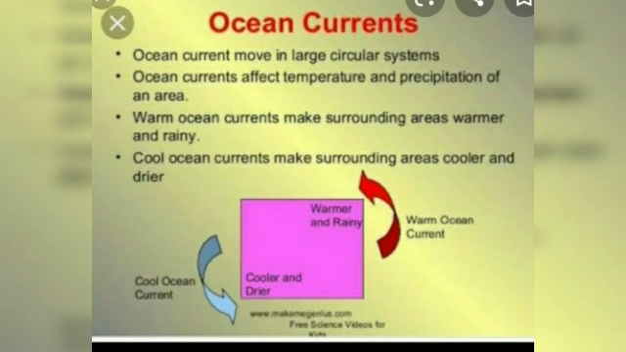Then the warm and cold ocean currents also have an effect on precipitation, and if they do not, then the desert areas of the world are formed. So these were a few effects of the ocean currents, and this particular topic is finished now. In the next video we will go for the tides. Thank you.